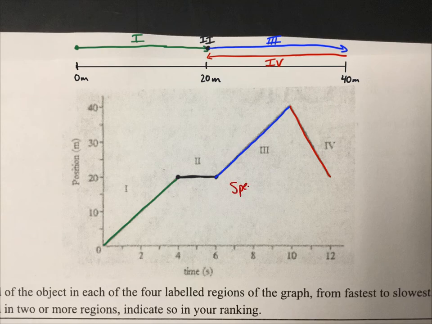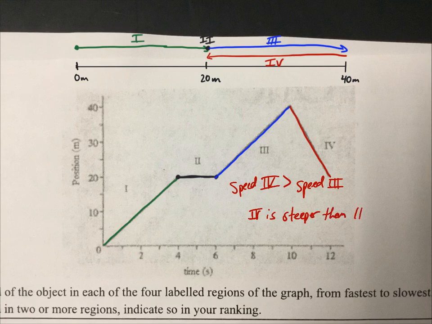the last thing, how does the speed of section 4 compare to the speed of section 3? What goes in the middle here? Well, the speed of section 4 is actually greater than the speed of 3. And what's my explanation? 4 is steeper than 3. Again, doesn't matter that 4 is sloped in the opposite direction. All I care about is that 4 is steeper than 3. So it must be moving faster, even though it's in a different direction than 3 is moving.